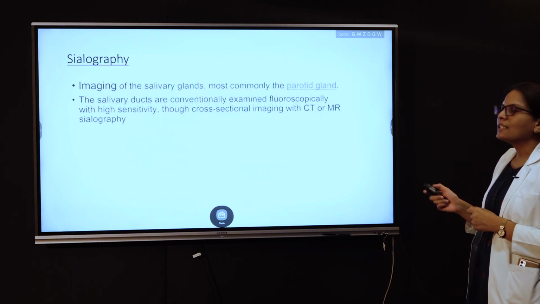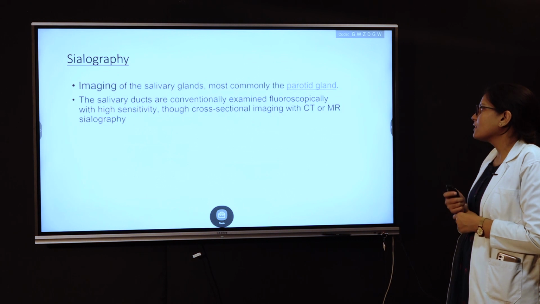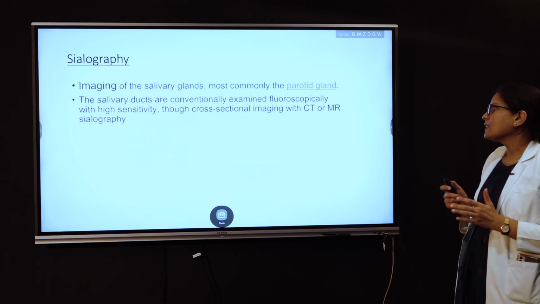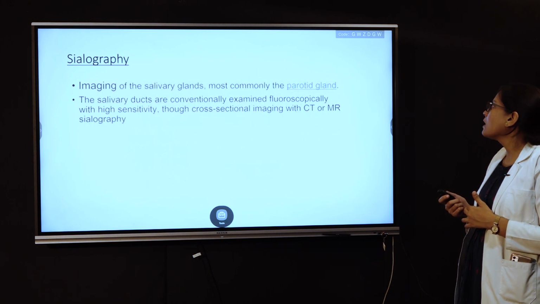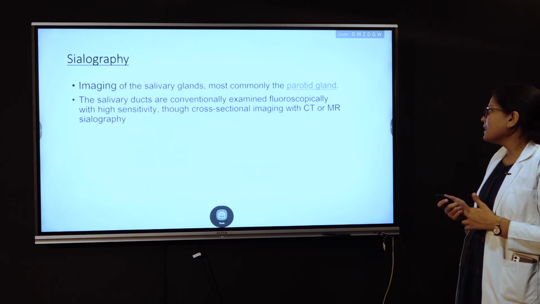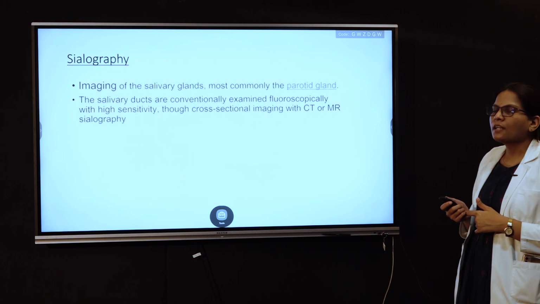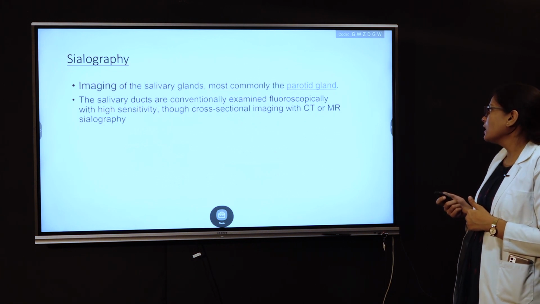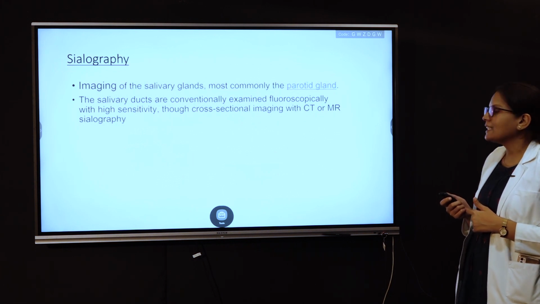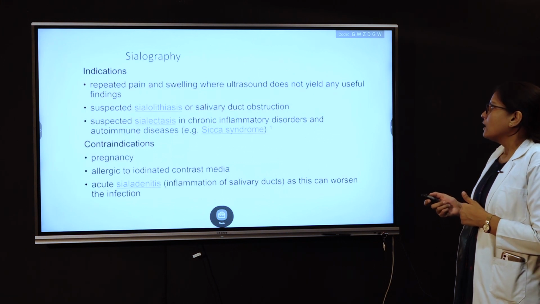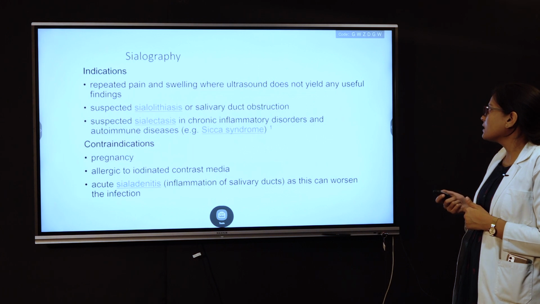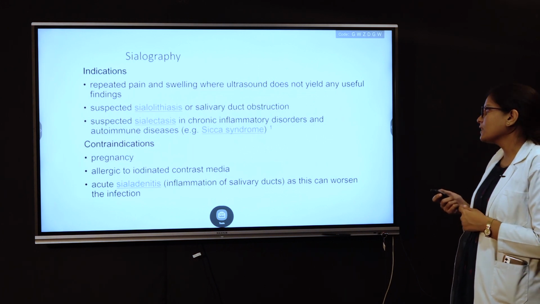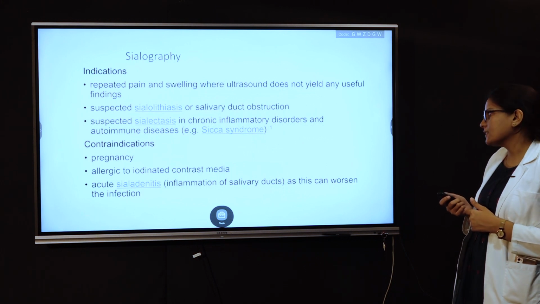So let's have a look at the different diagnostic aids. First is your sialography. Sialography is nothing but the imaging of the salivary glands, most commonly advocated for the parotid gland. The salivary ducts are conventionally examined under fluoroscopy, with high sensitivity through cross-sectional imaging with either CT or MRI. Indications of sialography: when there is repeated pain and swelling where ultrasound does not yield any usual findings, or when you are suspecting a case of sialolithiasis or sialectasis.